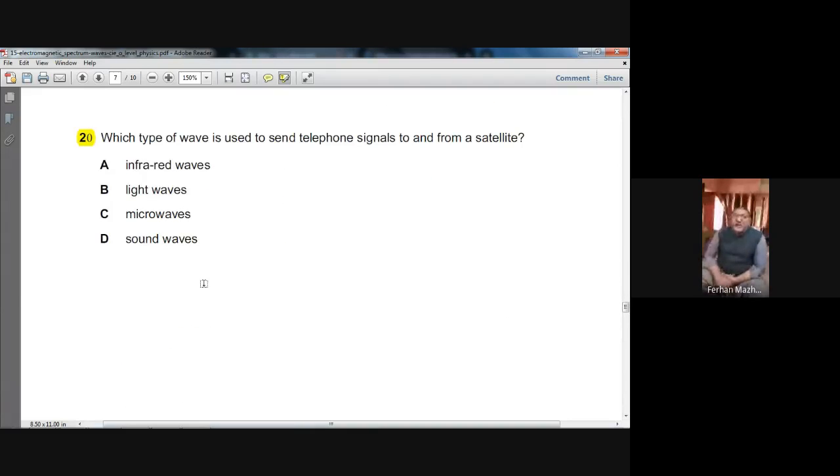Which type of wave is used to send telephone signals to and from a satellite? Simple. It will be microwaves.